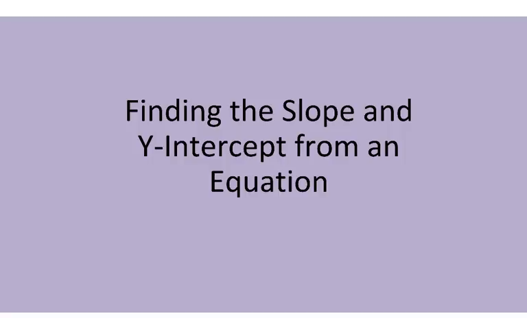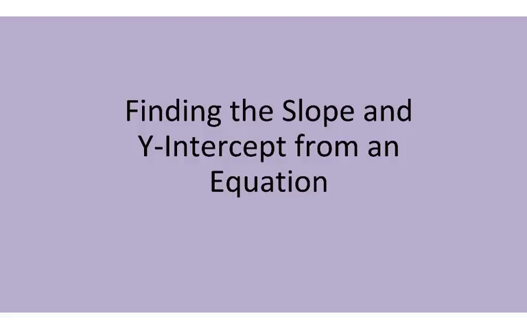Okay, in the last two lessons, we talked about finding slope and y-intercept from a graph, from a table, and from two sets of ordered pairs. Today we're going to talk about the last place that you can find slope and y-intercept, and that's from an equation. And believe it or not, that's probably the easiest.